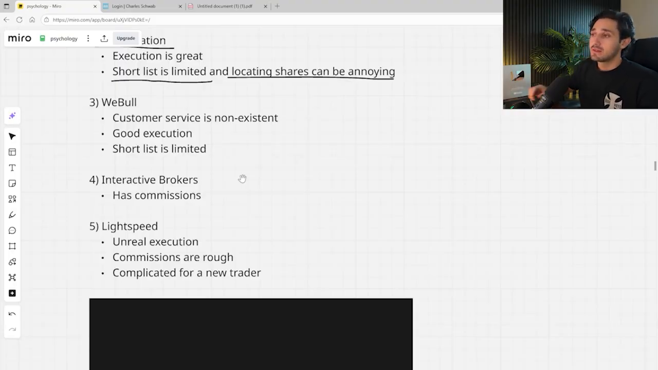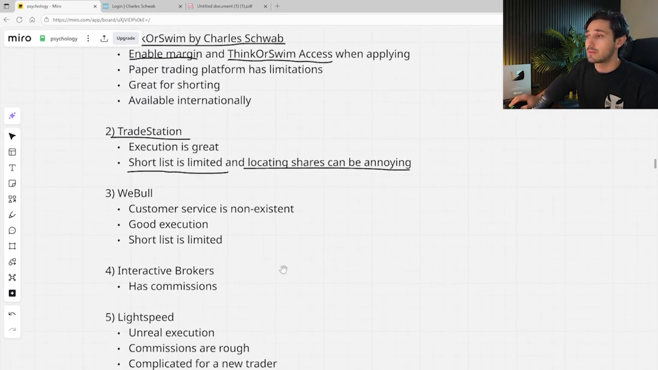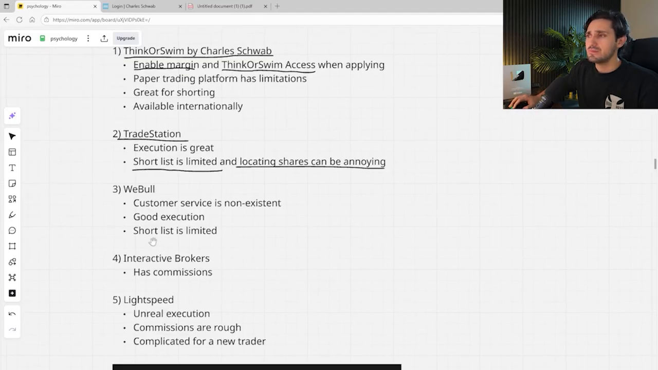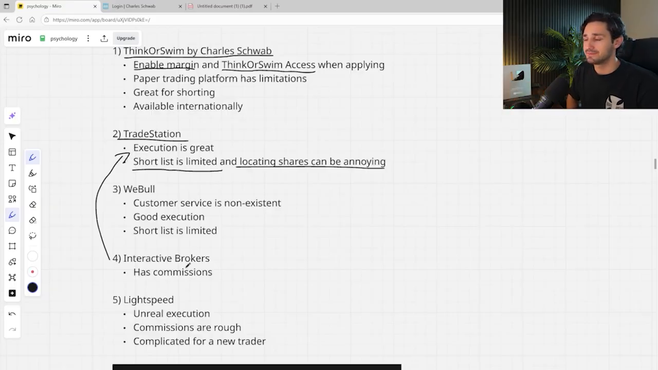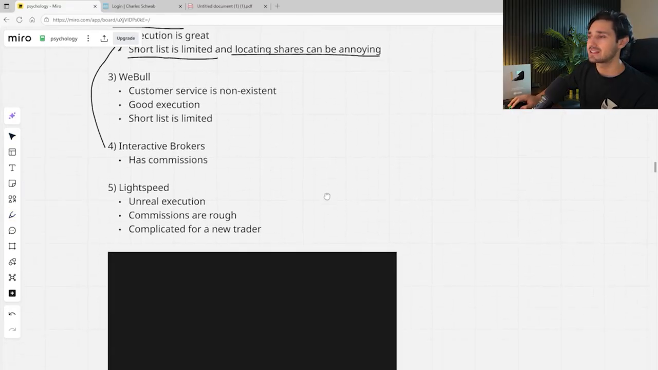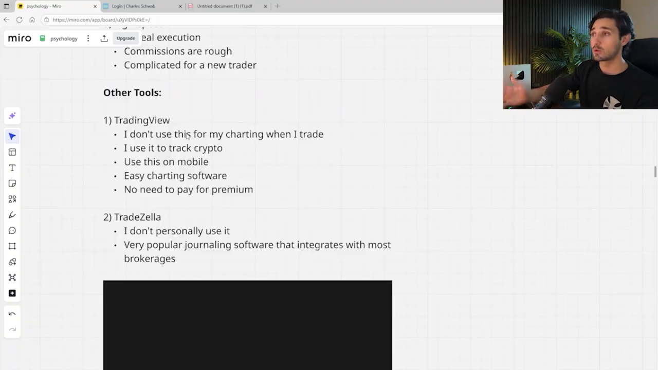So that's what I would recommend. Personally, I would just go with the Thinkorswim platform out of all of these. And if you're international, I think you could actually pair Interactive Brokers with TradeStation if you don't have Thinkorswim available in your country. And if you're a beginner, or unless you're trading massive size, I just wouldn't use Lightspeed, right? Because the commissions are just overwhelming.